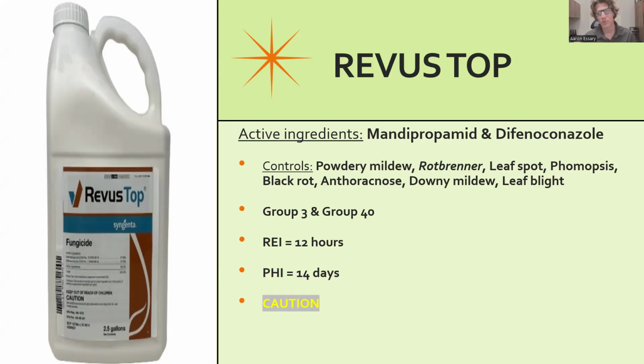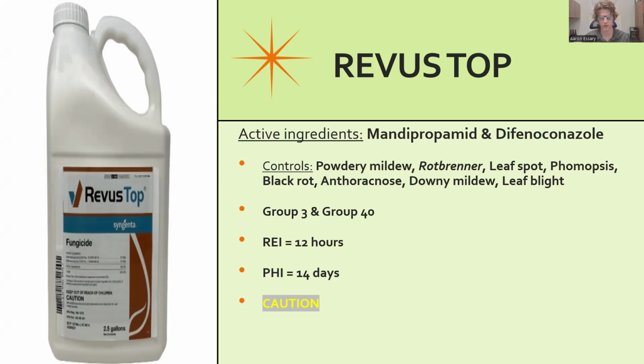But Revus Top will control powdery mildew, one called Rotbrenner, which is actually a German word. I'm pretty sure that means red leaf. Rotbrenner or red disease, yeah. Leaf spot, phomopsis, black rot, anthracnose, downy mildew, leaf blight. This fungicide does a lot. Will take care of a lot of diseases. 12-hour re-entry interval and a 14-day pre-harvest interval. Caution word, so it's not too dangerous.